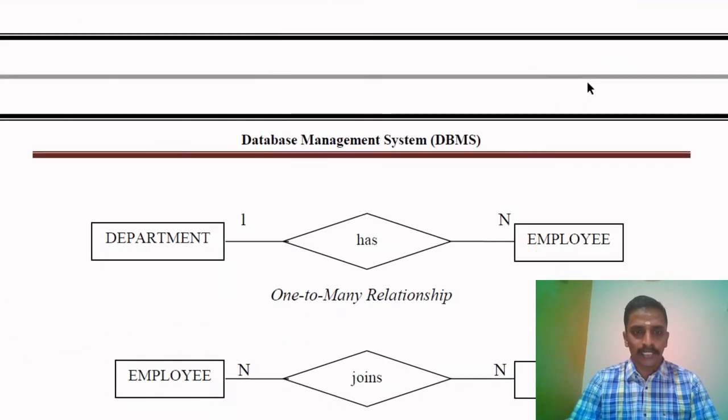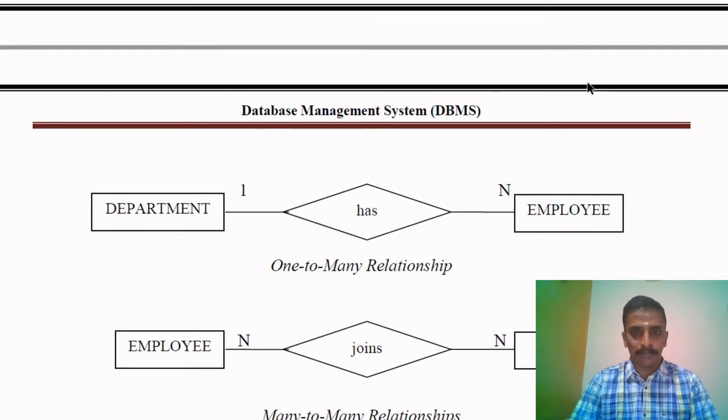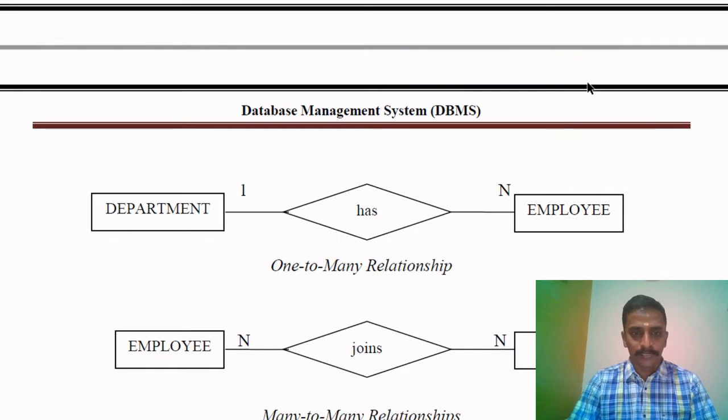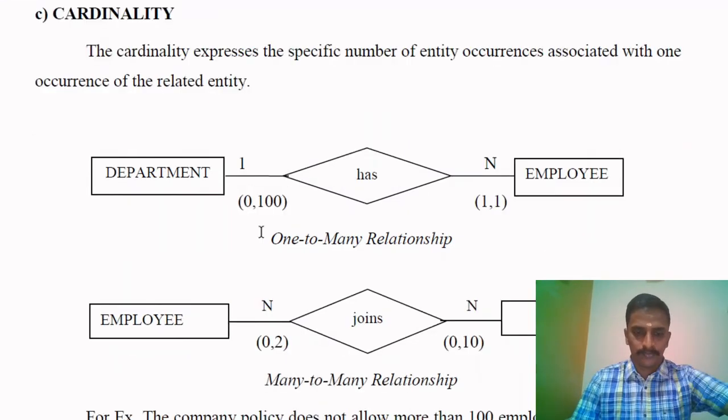Next, the one-to-many relationship. Here, the department and employees have a one-to-many relationship. One department has multiple employees. They are related with the relationship has. And the third one is the many-to-many relationship. Here, employees is an entity, and courses is an entity. These two entities have the relationship joins. So employees is more than one and courses is more than one. So this is said to be a many-to-many relationship.